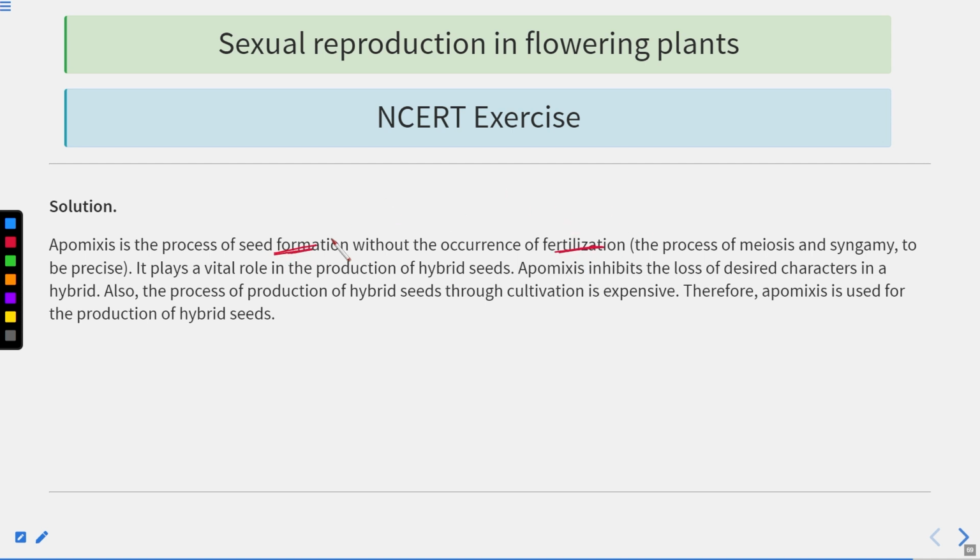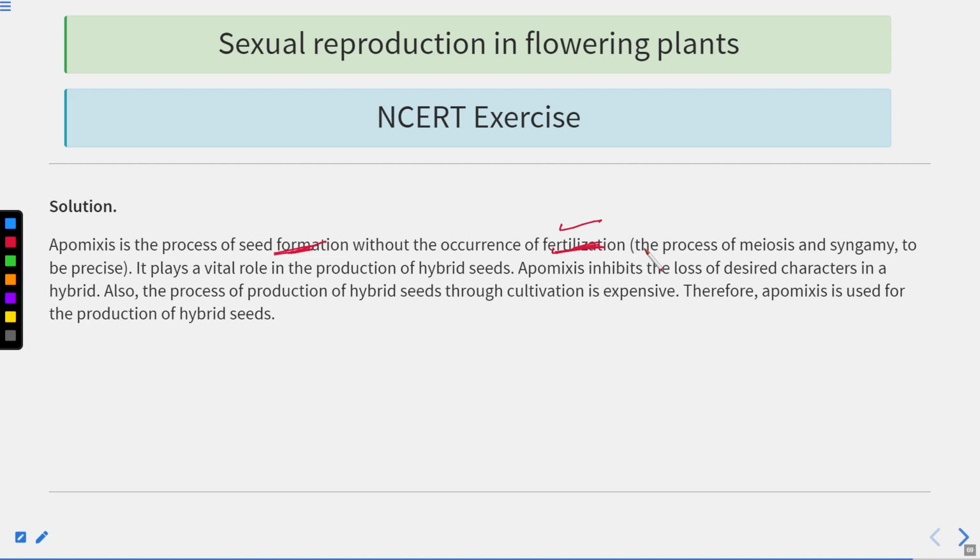So, what is the difference between apomixis and parthenocarpy? Parthenocarpy is the development of fruit without fertilization, and apomixis is the development of seeds without fertilization. Usually, both the seeds and fruit are developed after fertilization. So, these are the structures which are developed post-fertilization, meaning after fertilization. Clear? Now, what is fertilization? They are talking about the double fertilization here.